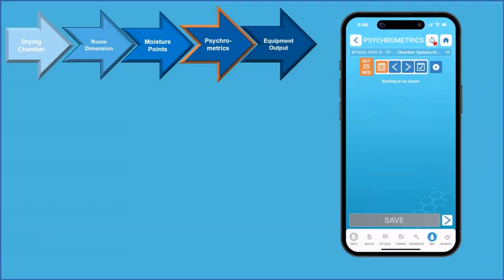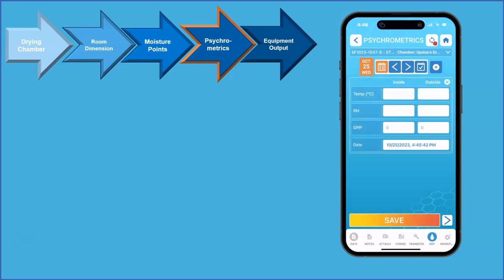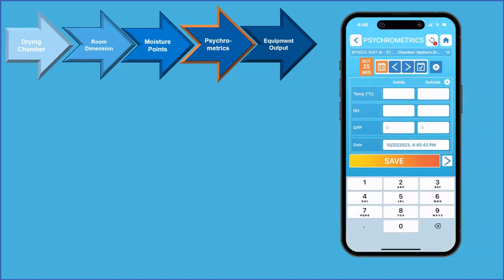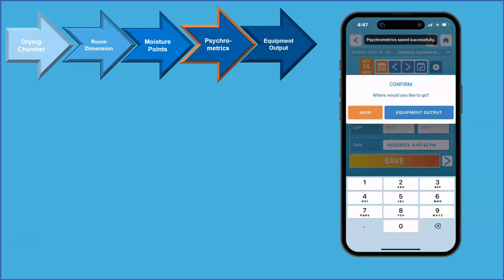Once we navigate to the Psychrometrics screen, you will notice that the upper section of this screen looks exactly like our moisture points entry screen. We are going to enter in new Psychrometrics for our drying chamber. I'm going to select the plus icon to display the Psychrometrics entry screen. Please note that temperature entry settings are defined within the mobile app settings menu option, in addition to the company settings of your company's database. Once your Psychrometrics have been entered for that particular day, select Save.